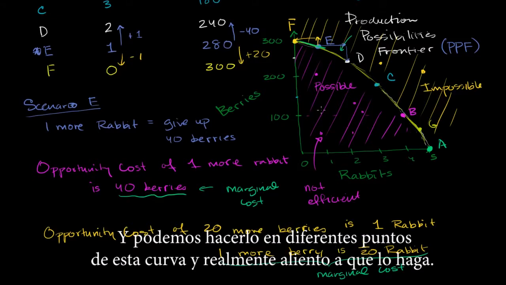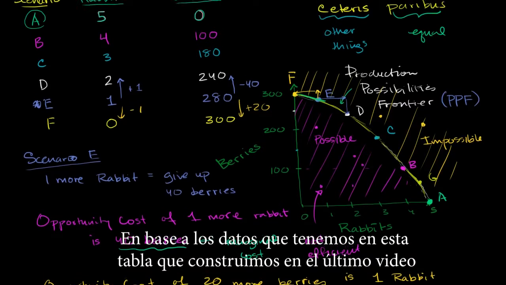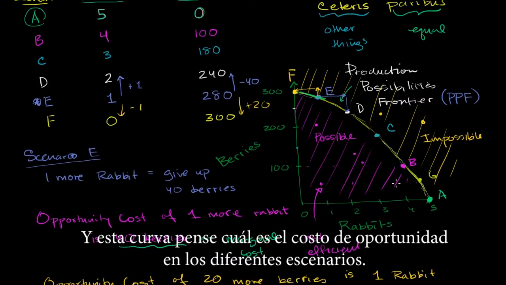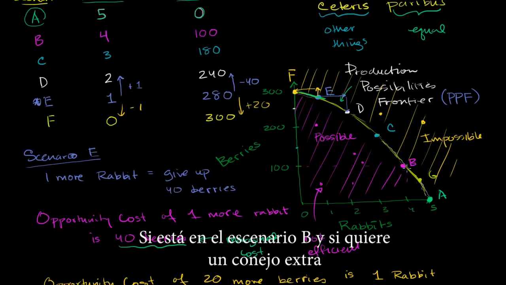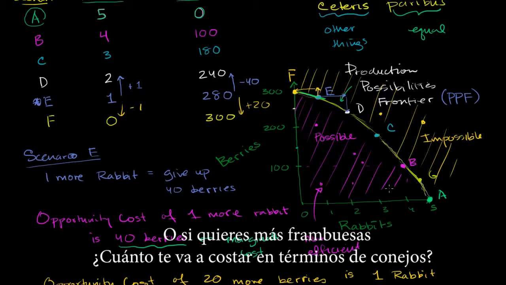And we could do it at different points in this curve, and I actually encourage you to do so. Based on the data that we have in this table that we constructed in the last video, and maybe this curve, think about what the opportunity cost is in the different scenarios. If you're in scenario B, and if you want an extra rabbit, how much is that going to cost you in terms of berries? Or if you want more berries, what's that going to cost you in terms of rabbits?